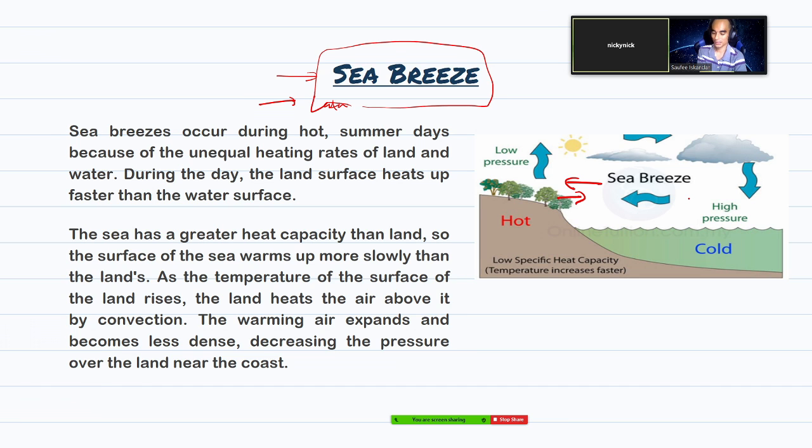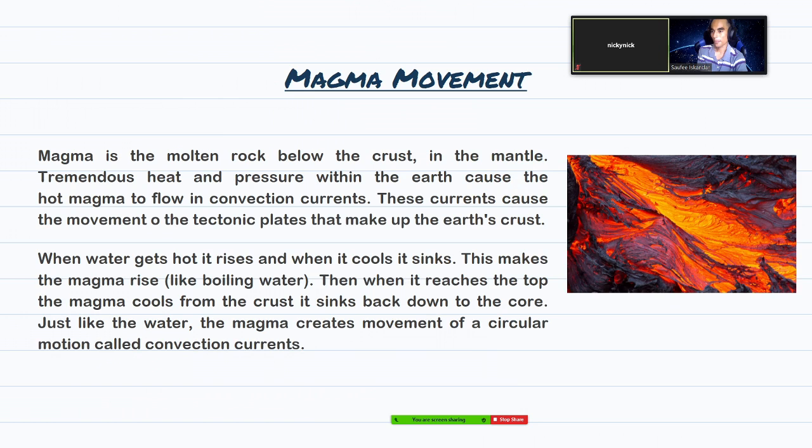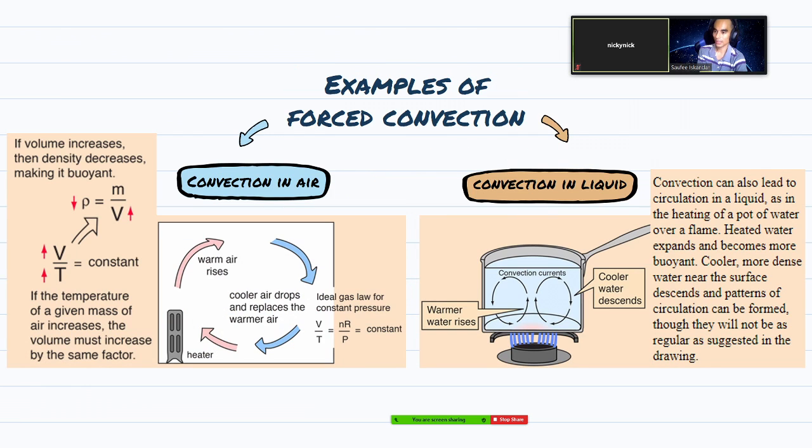In Bahasa Malaysia, bayu laut and bayu darat are actually opposite, so you just stick with the English, sea breeze and land breeze. Magma movement is another example. Then examples of forced convection: convection in air and convection in liquid. This one is very important.